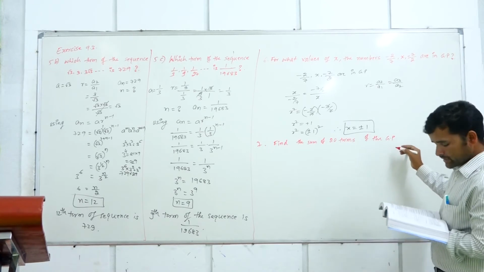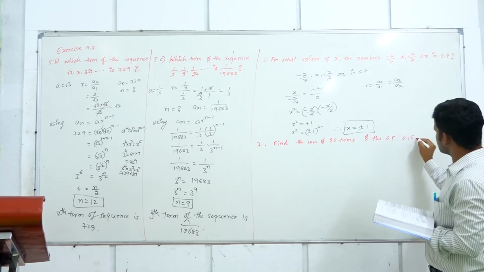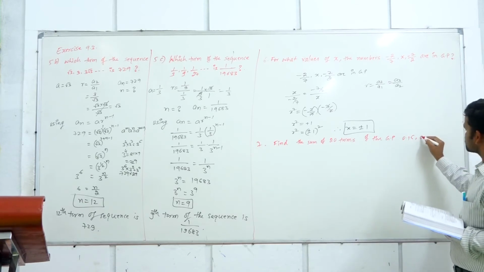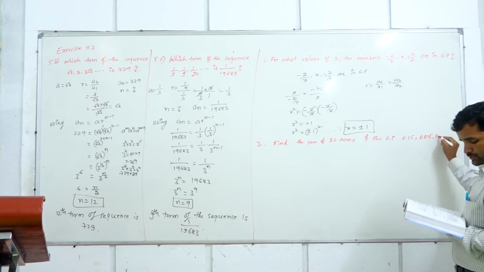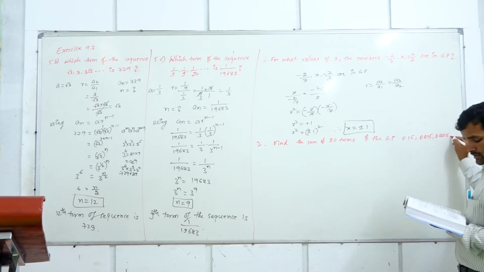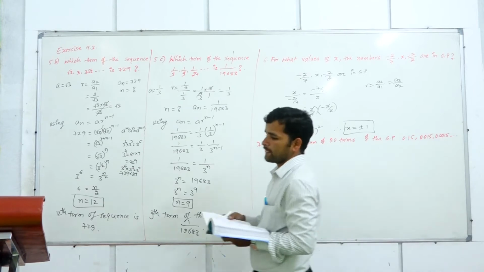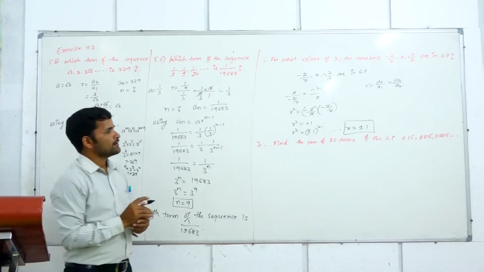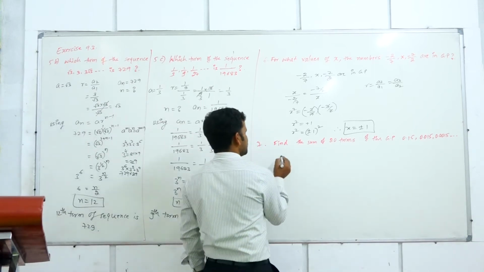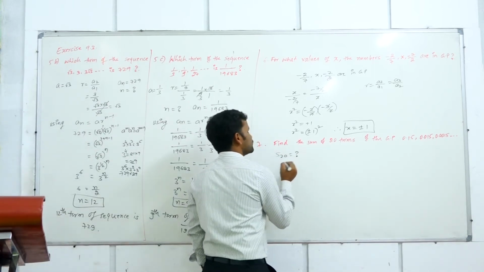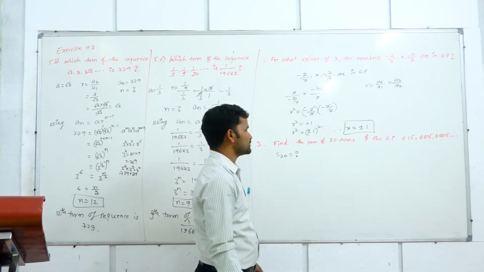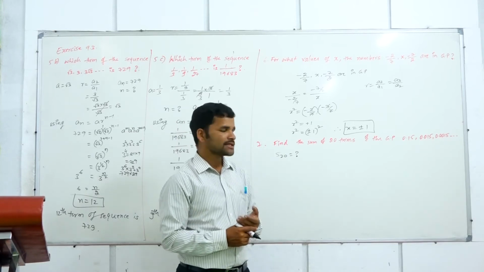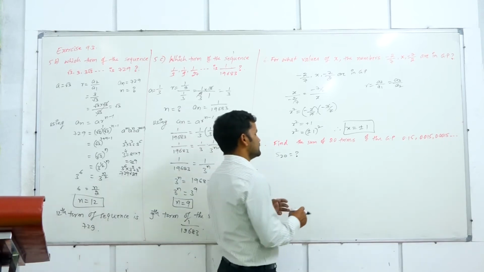Rewriting it. The GP given is 0.15, 0.015, 0.0015, and so on. Question says, find sum of 20 terms. Means S20 is equal to question mark here. S20, n is equal to 20. That is directly given to us. A and R I need to calculate.